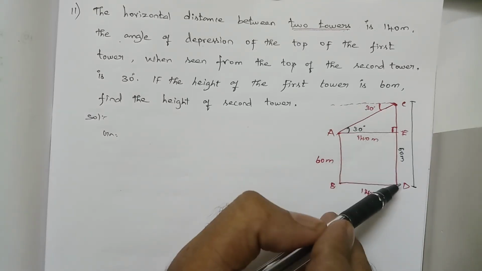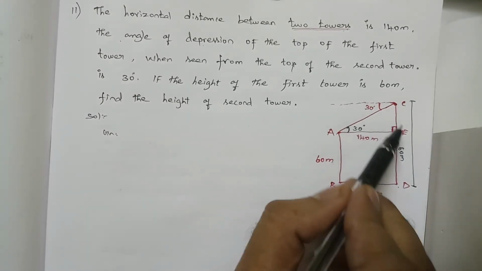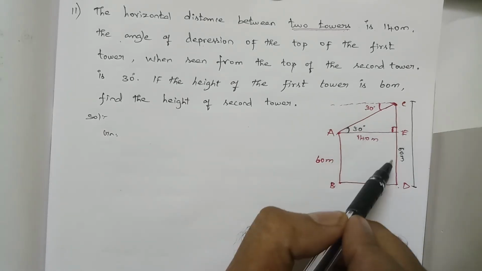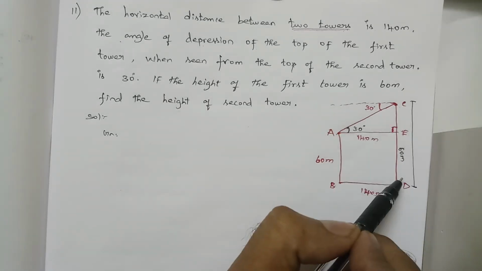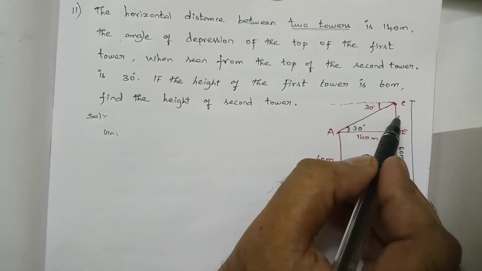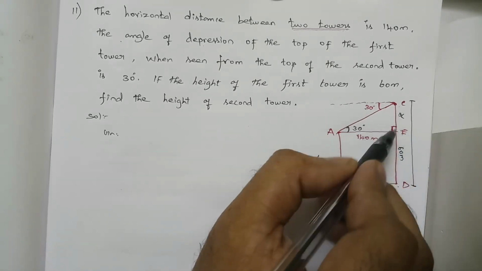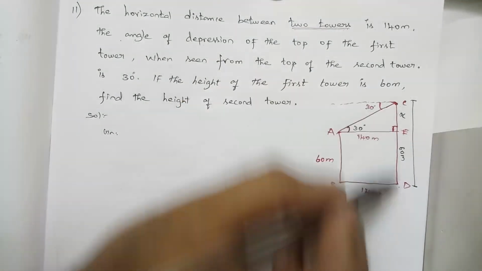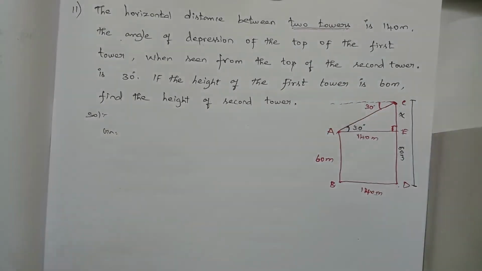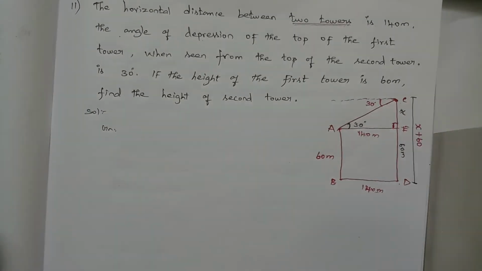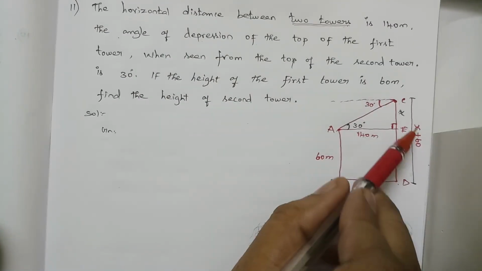So already we know that ED is equal to 60 meter. If we find the height of CE, then by adding these two, we will get the height of the second tower. So I'm assuming that X is the height of CE. Then the height of the second tower is X plus 60. So CD is equal to X plus 60.